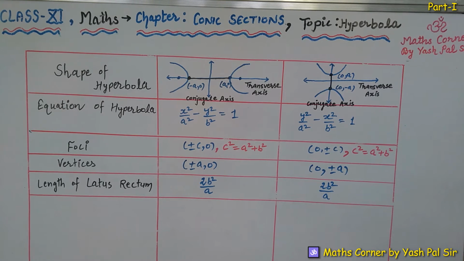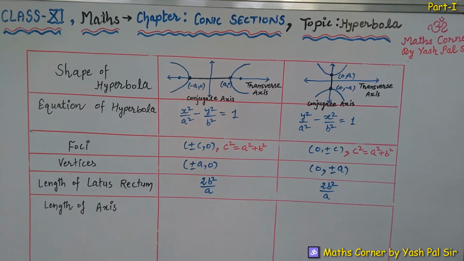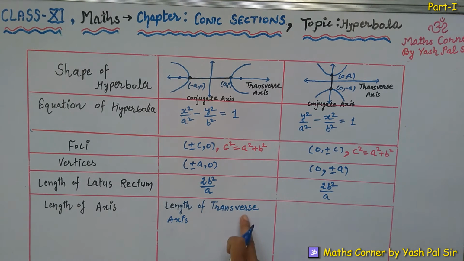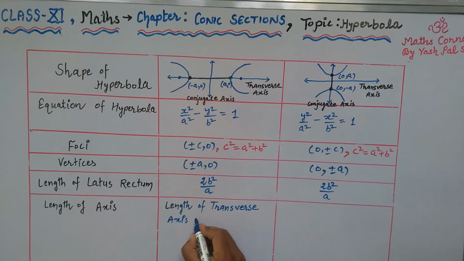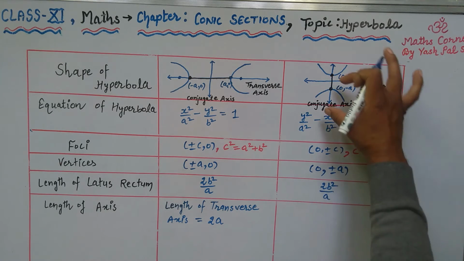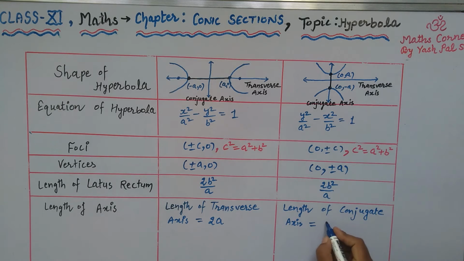Okay. Now what about transverse axis and conjugate axis? We say length of axis. In first case we have the length of transverse axis. Length of transverse axis is equal to 2a, right? In second type we have the length of conjugate axis. In this case also this is equal to 2a.